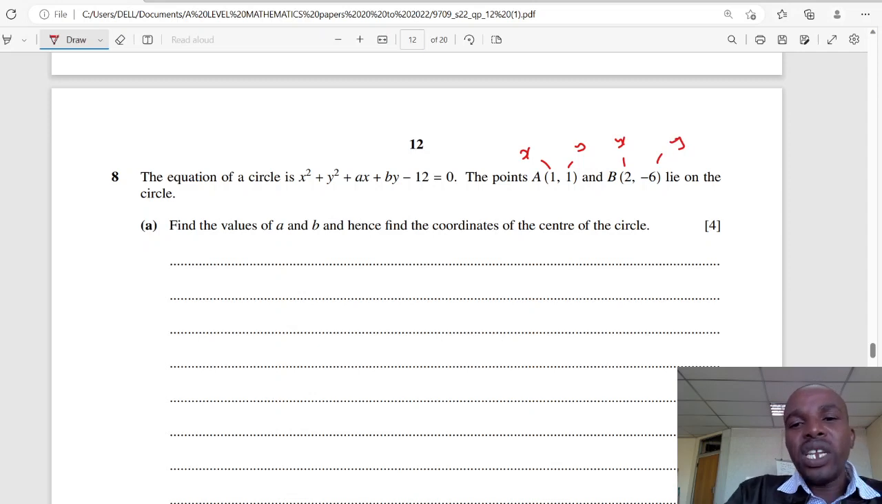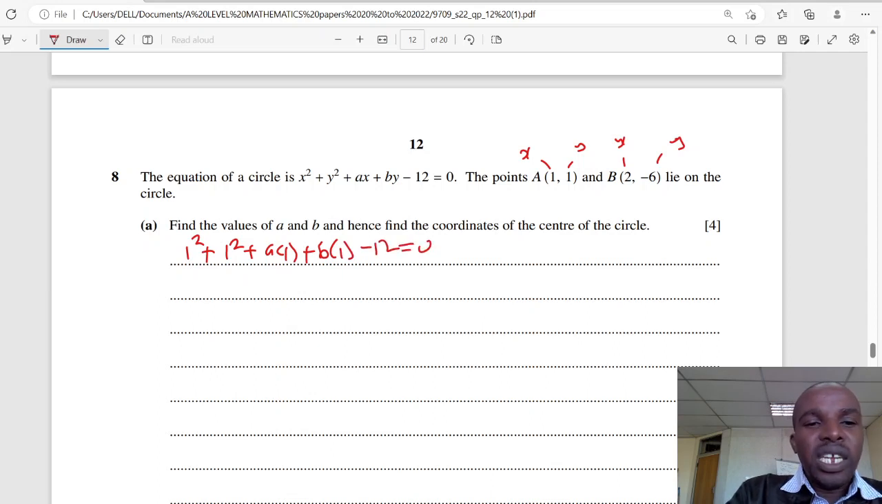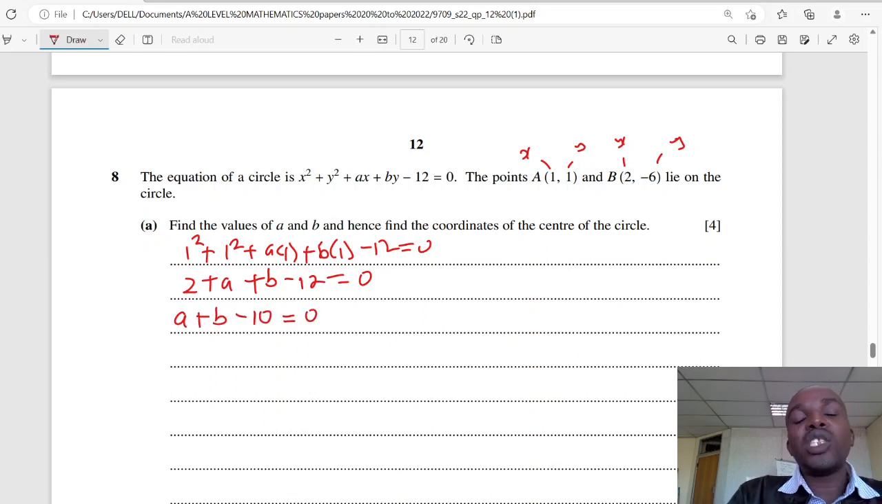So you can take x1, y1. It will be 1 squared plus 1 squared plus a(1) plus b(1) minus 12 equals 0. Form an equation here. 1 plus 1 is 2, plus a plus b minus 12 is equal to 0. So it will be a plus b minus 10 is equal to 0. 2 minus 12 is minus 10. Then you can say a plus b is equal to 10. This will be equation number 1. It's a simultaneous equation. We have two simultaneous equations in this case.